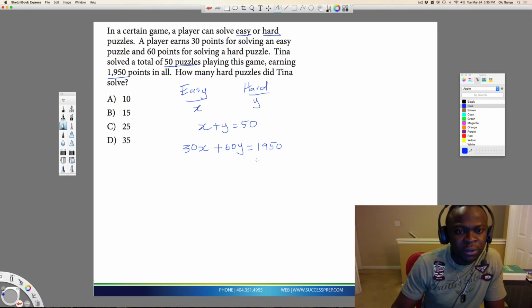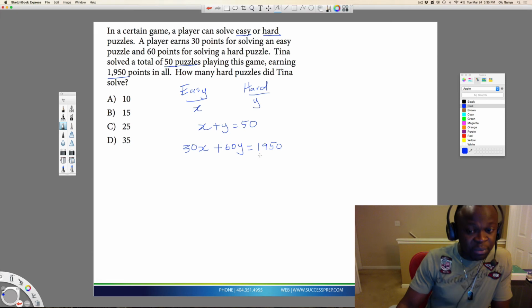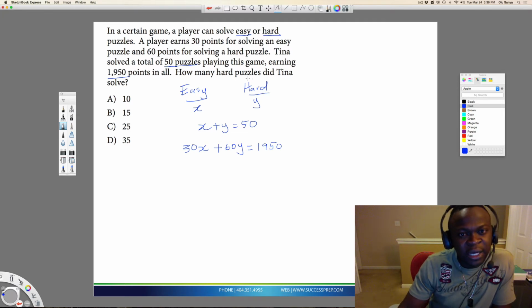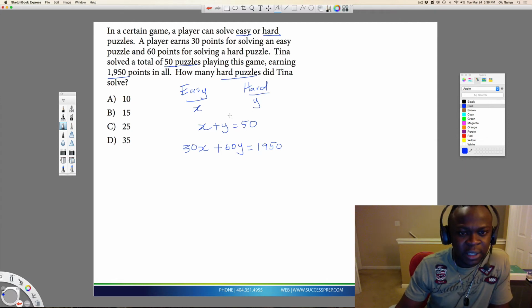As a result, we have these two equations, and as a PSAT question this is actually simultaneous equations. We need to solve these two simultaneously. The question is really asking for how many hard puzzle questions were answered. We've defined the hard ones as Y, so to solve this we need to figure out Y, which means any appearance of X needs to be neutralized. We need to get rid of this X here.